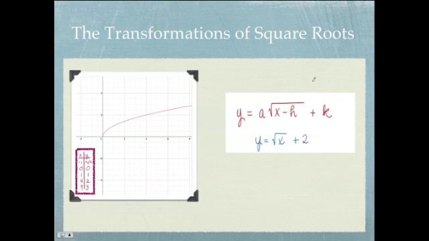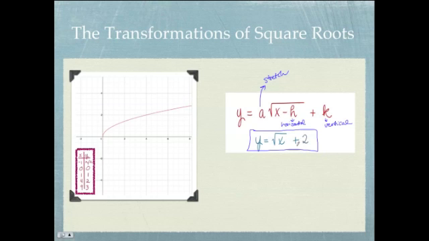Look at the transformational form of the square root function. Notice it looks very similar to all the other transformational equations that we've used, where the h shows our horizontal movement, the k shows vertical shifts, the a shows our stretch or compression, and if there's a negative in front, we know that would be a reflection. So for this equation, I can see that there is no h, so there's no horizontal shift.